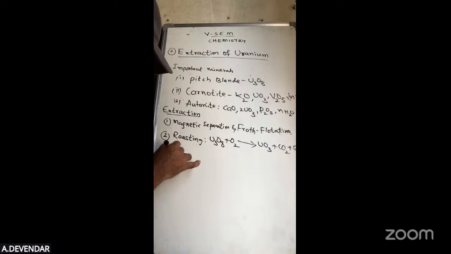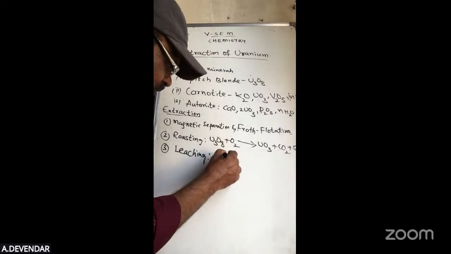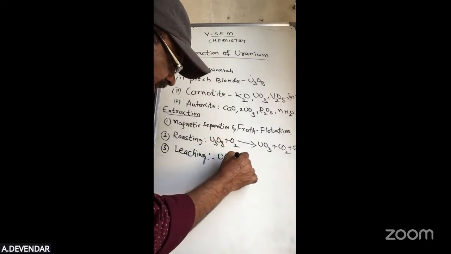The obtained compound will be leached. Leaching means it is treated with acid. So the roasted ore is leached with concentrated sulfuric acid. The oxide is dissolved in the acid to give uranyl sulfate. So what happens to this UO3? It is treated with sulfuric acid.